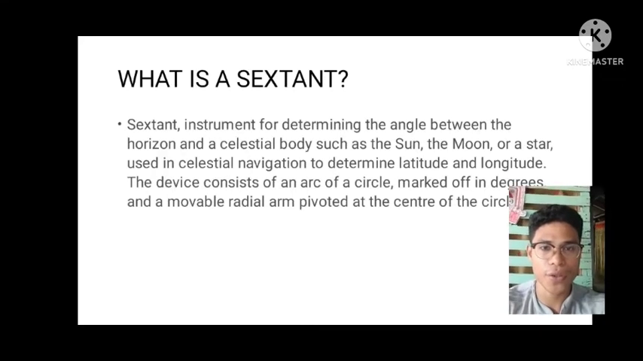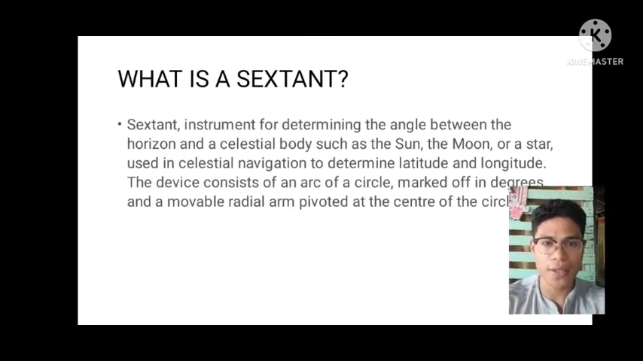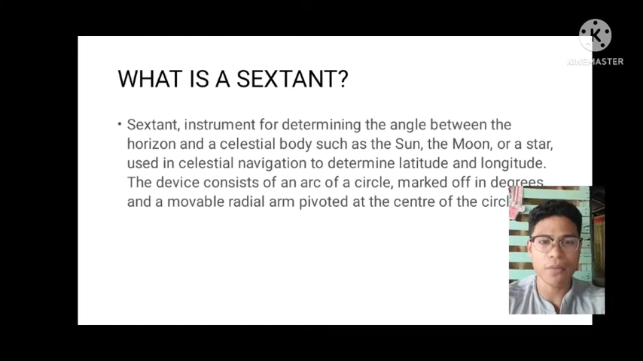First, what is a sextant? A sextant is an instrument for determining the angle between the horizon and celestial bodies such as the sun, the moon, or a star, used in celestial navigation to determine latitude and longitude. The device consists of an arc of a circle, marked off in degrees, and a movable radial arm pivoted at the center of the circle.